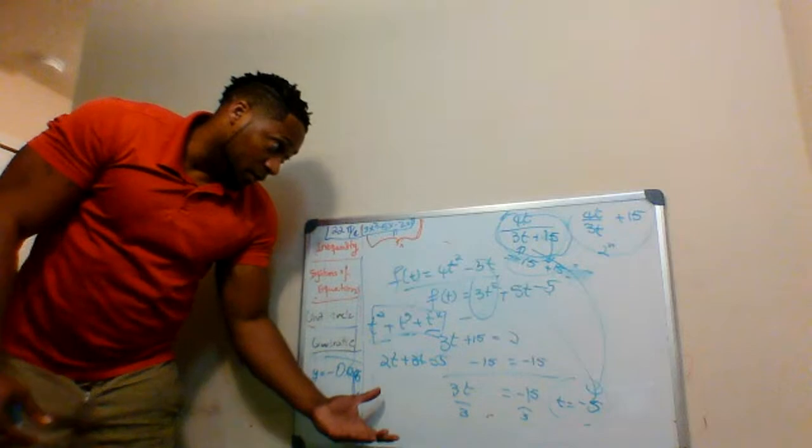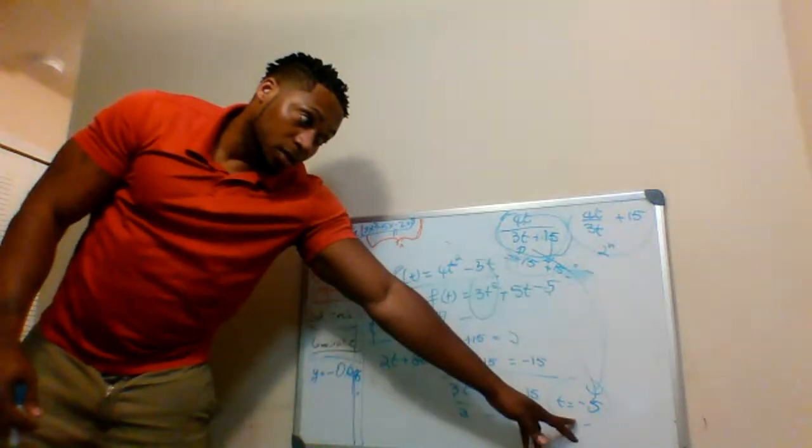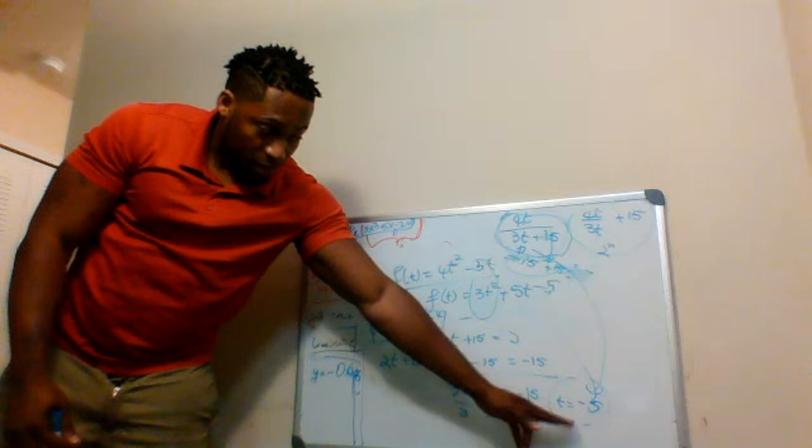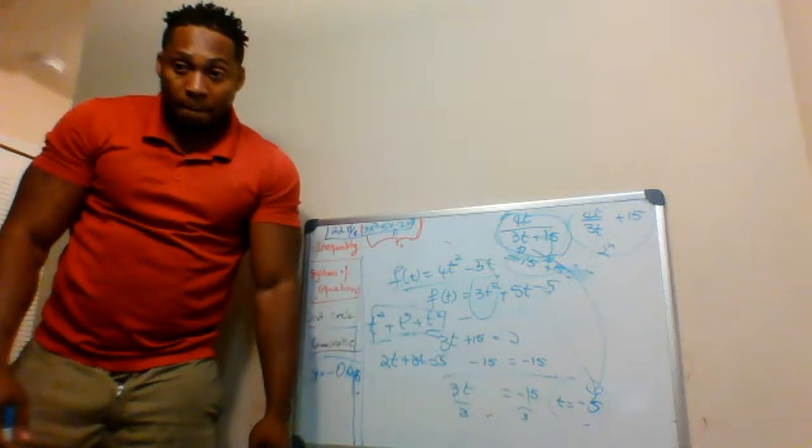If you have 0 in the denominator, that means the expression is undefined. So you cannot have 0 in the denominator. The value for which it's undefined is t equals -5.